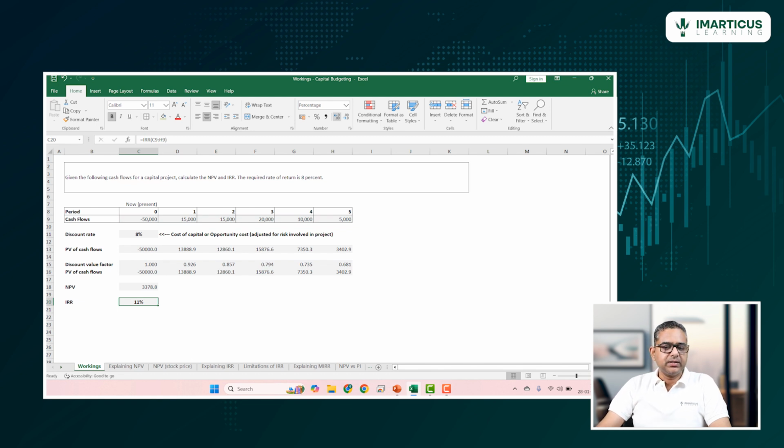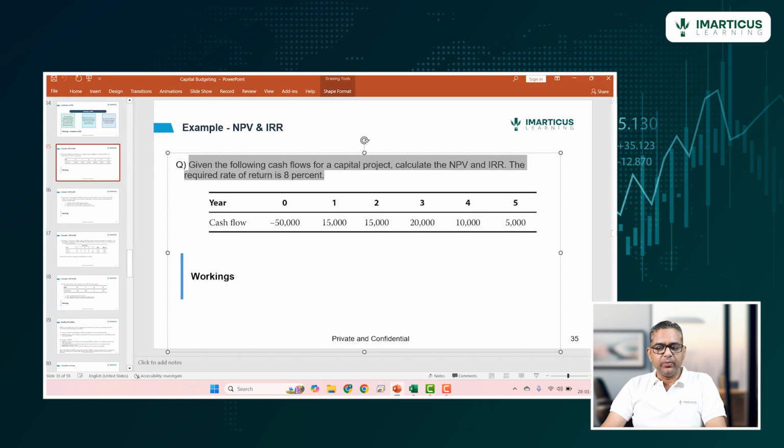So IRR is 11%. To be very precise, it is 10.88%. So this is the discount rate at which the NPV will become 0, or this can also be called the internal rate of return or the actual rate of return provided by the project if these cash flows turn out to be true.